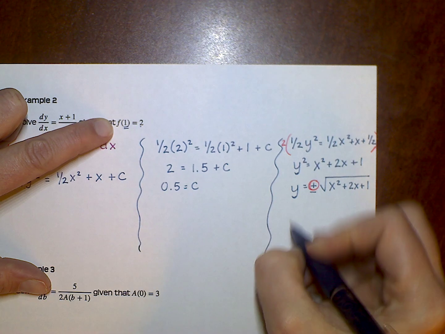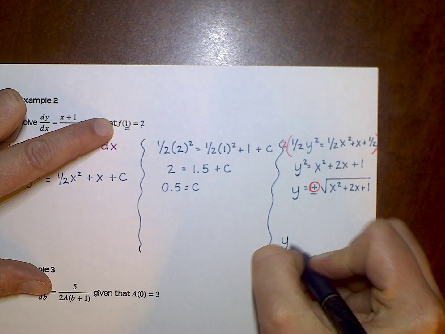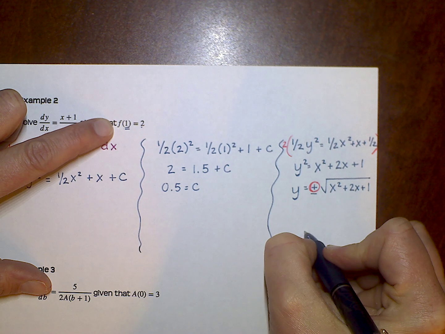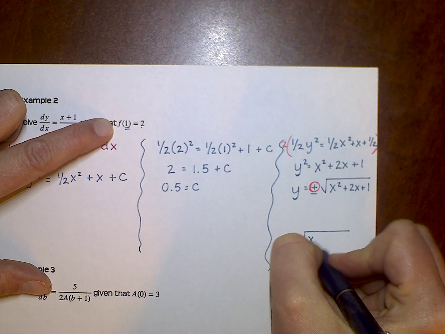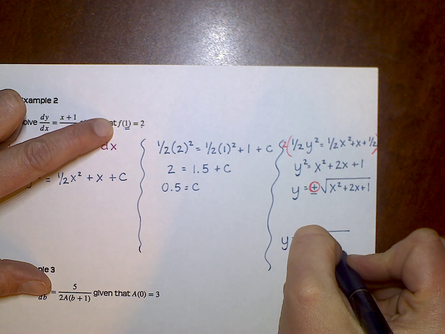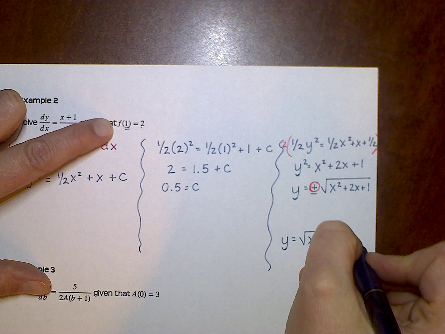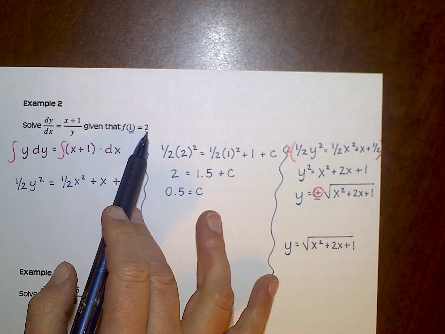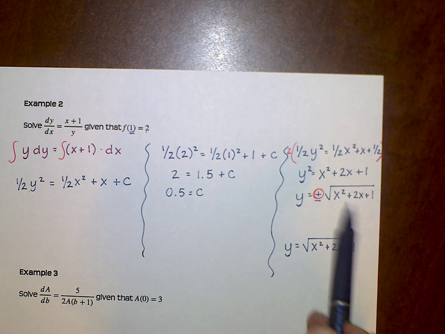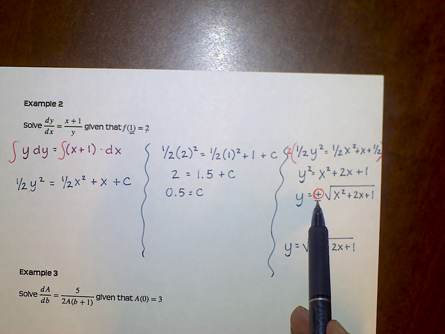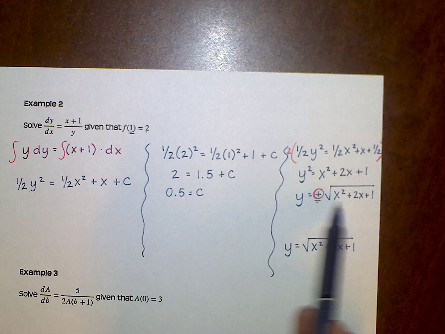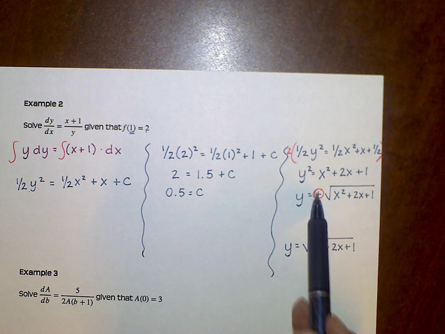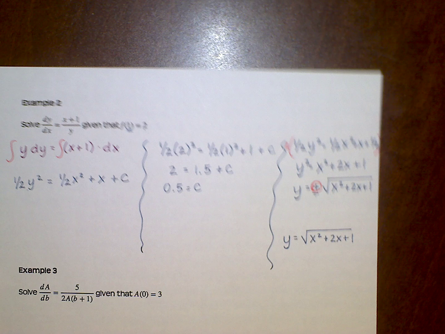And so my final answer here, my solution to the differential equation, would be the positive square root of x squared plus 2x plus 1. Now, if this was a situation where f of 1 was -2, let's say, the only way that could happen is if this square root actually had a negative in front of it, right? Because you can't get a negative answer out here. So we would have to have the negative version of that plus or minus.